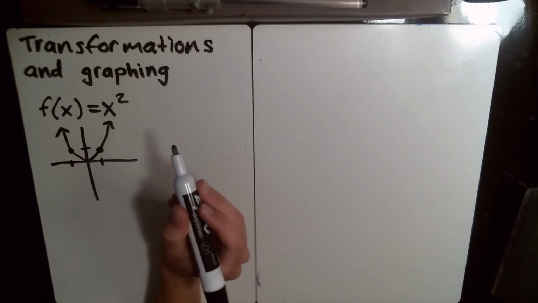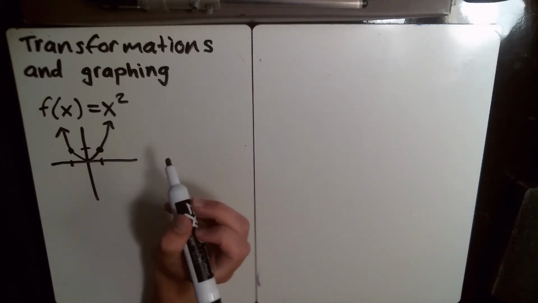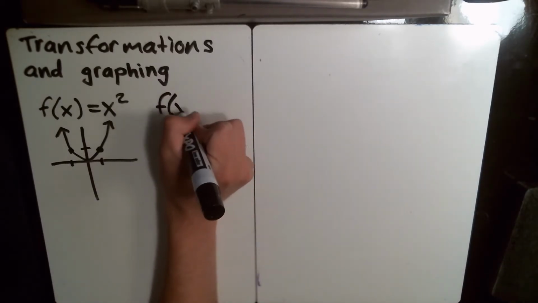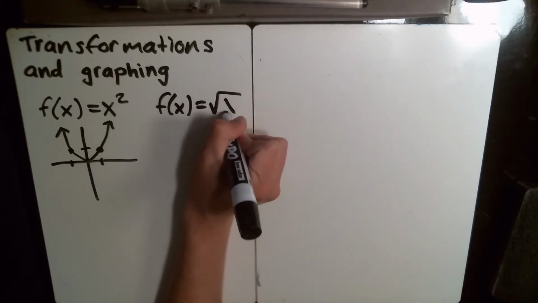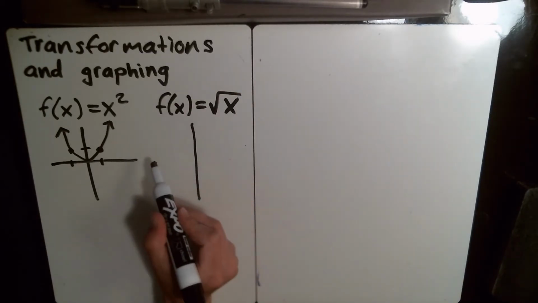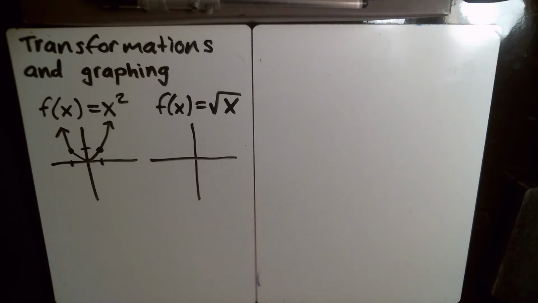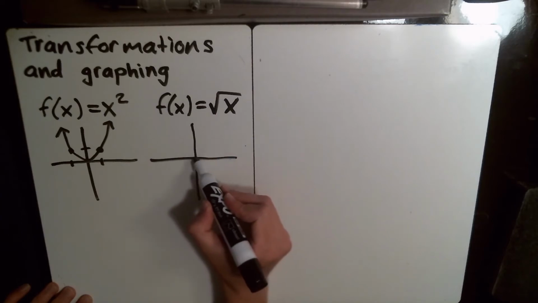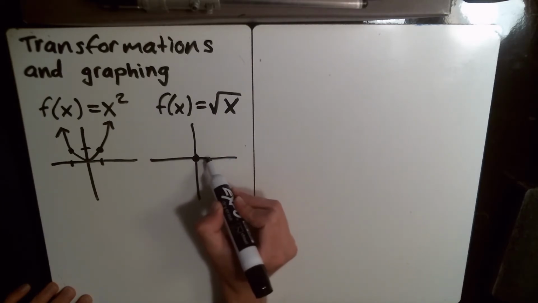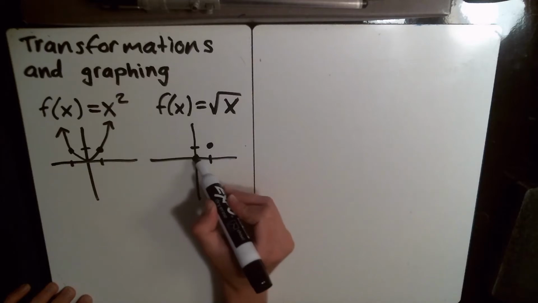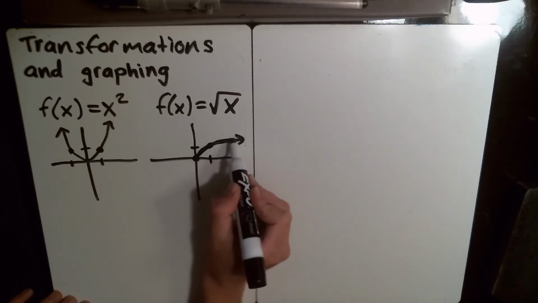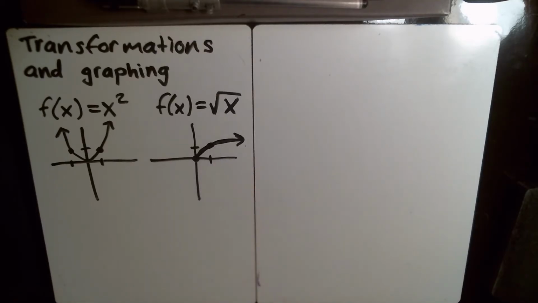Another one that you'll run into is the square root graph. Okay, the square root graph, what does that look like? Well, it looks very similar to this. It's just half of one going sideways, right? So at 0, it's 0. At 1, it's 1. You can always plug in points if you don't remember how these look. Okay, but that's your square root graph.